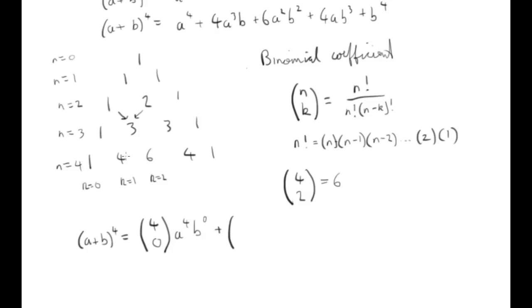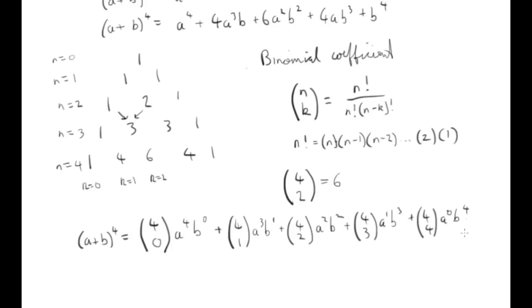Okay, adding on to that, I'm still on the n equals 4 row, and now I have the k equals 1 binomial coefficient, so that's 4 choose 1. And this time it's a cubed b to the power 1, plus 4 choose 2, a squared b squared, plus 4 choose 3, a to the power 1, b cubed, and finally plus 4 choose 4, a to the power 0, b to the power 4.